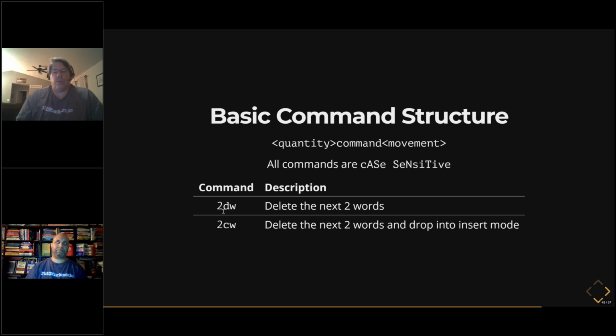And if you just wanted to change the next two words, you would do CW and it would change those next two words. It would delete them and drop you into insert mode, where you could insert whatever words you wanted to put in the place of those.